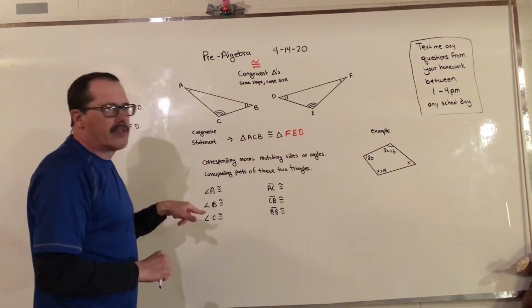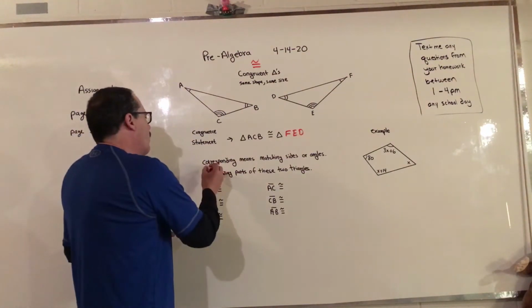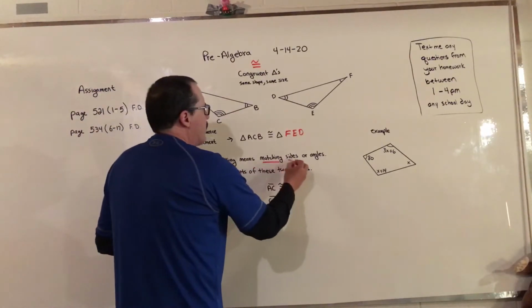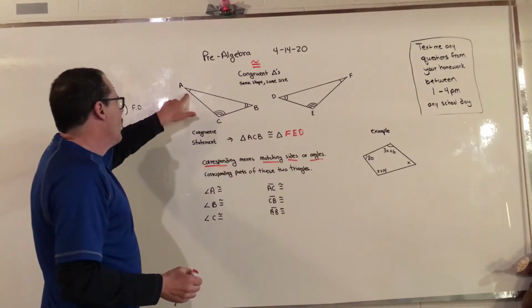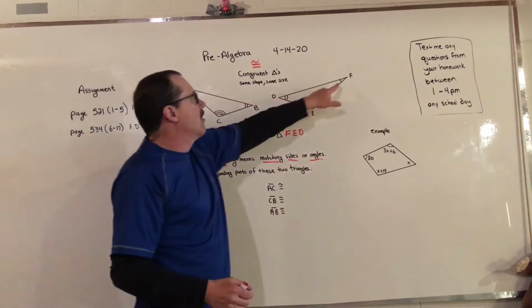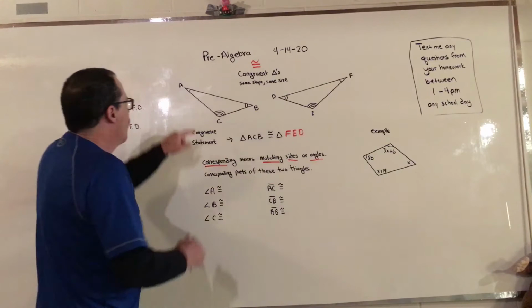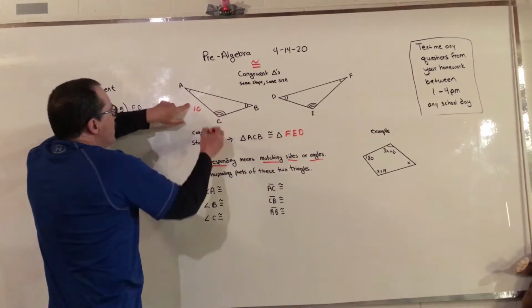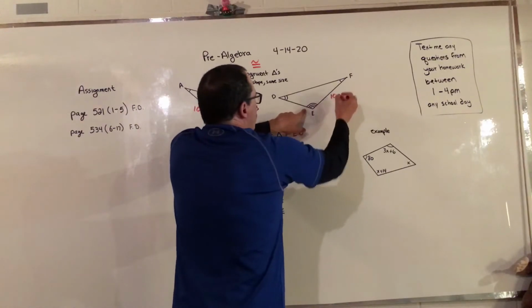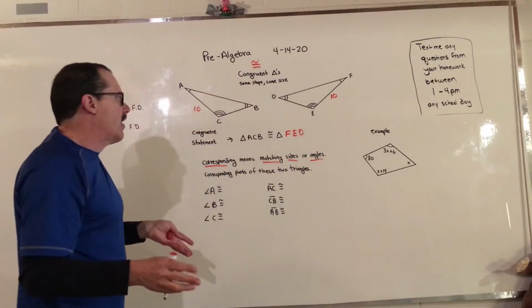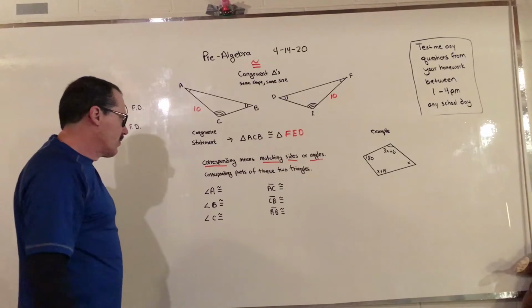Another word we're going to learn today is corresponding. Corresponding means matching sides or angles. To be truthful, if angle A is 20 degrees, then angle F is exactly 20 degrees. If A to C was 10, that means that from 1 to 3, over here this would be exactly 10. So the sides are equal and the angles are equal to each other.